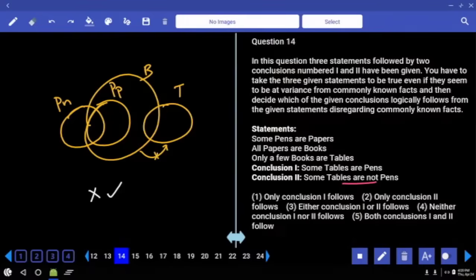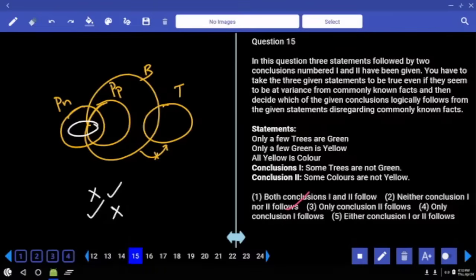To make this one false, all tables are pens. Can I write table like this or not? As alternate diagram true, previous conclusion false. At the same time, some tables are pens has become true now. Then what is your answer? When the first one is true, second is false; second is true, first is false. Either 1 or 2, choice 3.